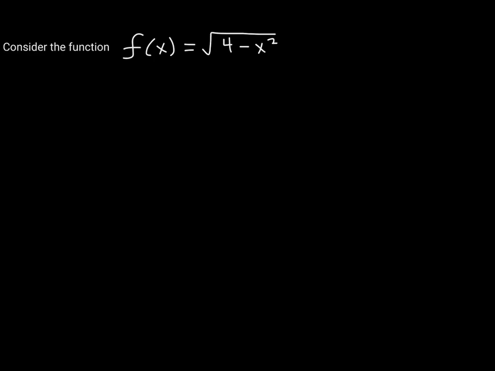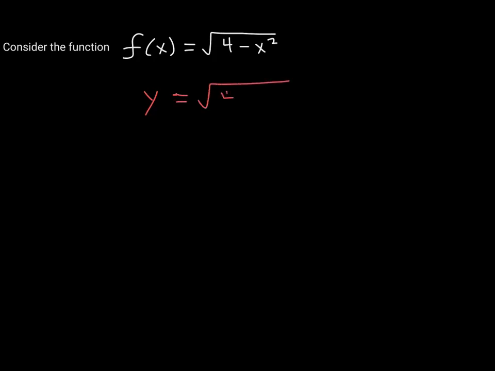Okay, let's consider this function. f of x is equal to the square root of 4 minus x squared. Let's see if we can get the graph of this function. Remember that f of x is function notation for y. So I'm going to replace f of x with y.